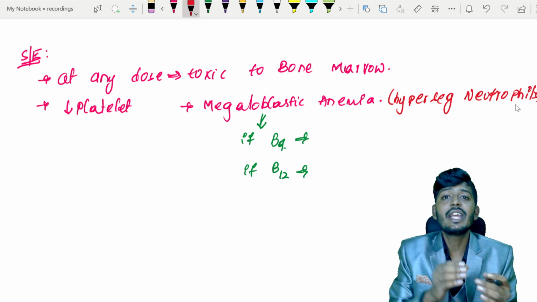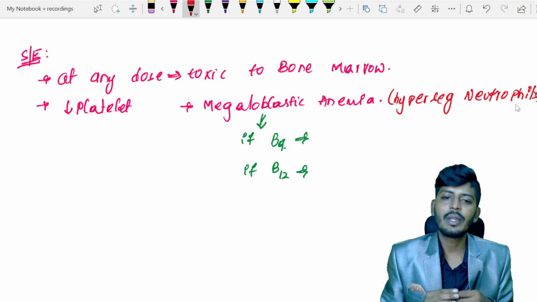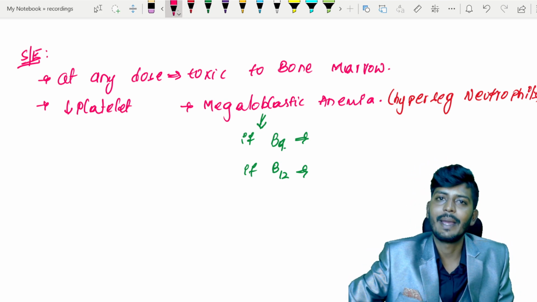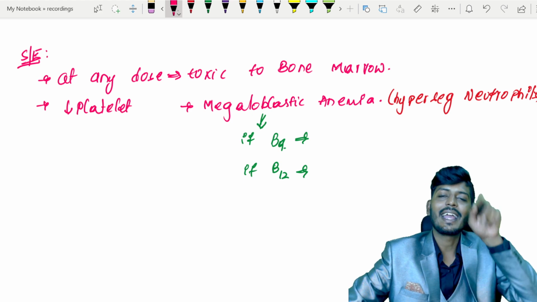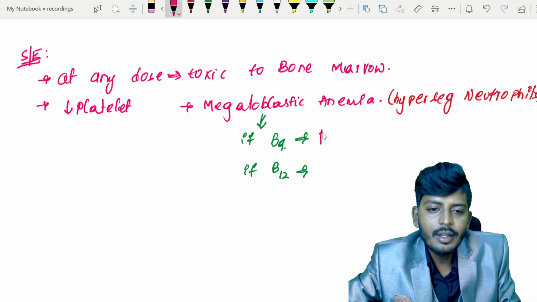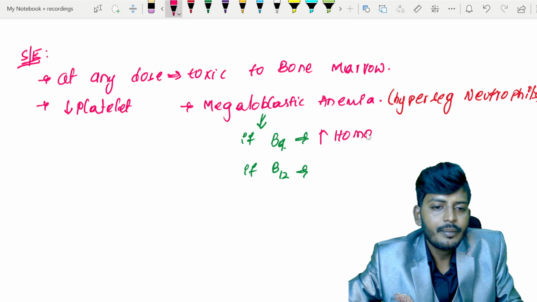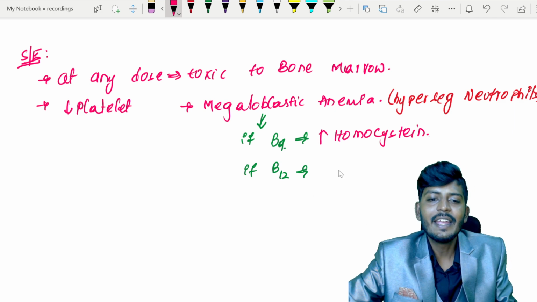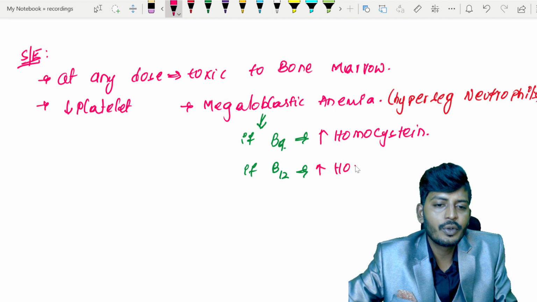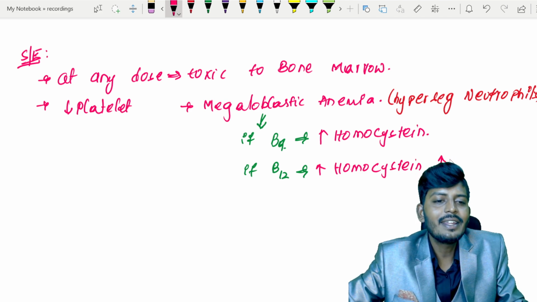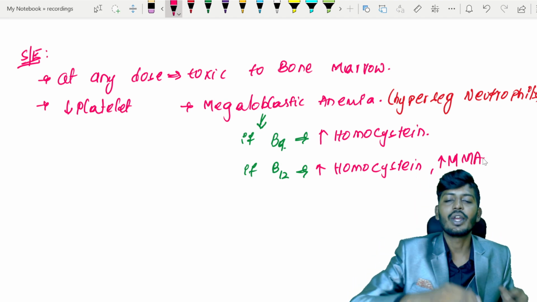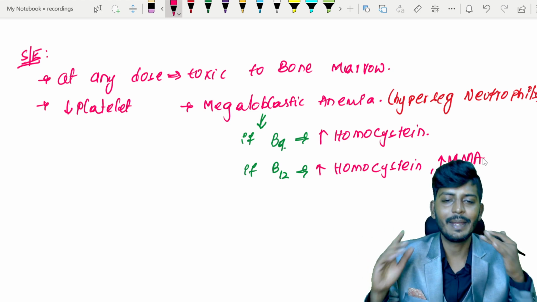So how do we differentiate? By checking some serum values. So remember, if folate is not there, automatically it will impair the metabolism of your methionine. So basically the methionine cycle has your homocysteine also. So there will be an increase of homocysteine very significantly. If B12 deficiency is there, there is an increase of homocysteine, and also along with that, my dear students, there is an increase of something called the MMA level, methylmalonic acid level. So if two are elevated, B12 deficiency; if one is elevated, B9 deficiency.